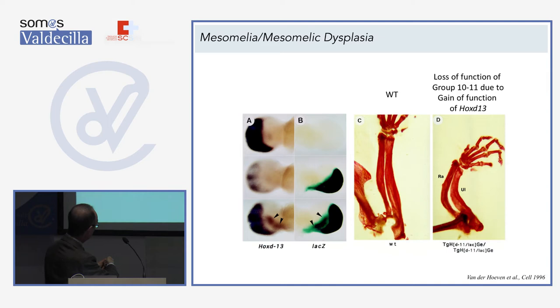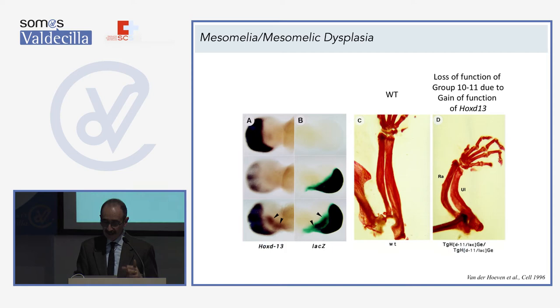If you produce 13 in the forearm, you affect the function of gene number 10 and 11, which are building the forearm, and you get this strong mesomelic dysplasia here. It's a mesomelia, a shortening of the bone, and it's a dysplasia because the bones are bent. If you put more 13 here, you get stronger. If you get an equal amount of 13 here as you have here, you essentially get no forearm. The hands stick to the shoulder.